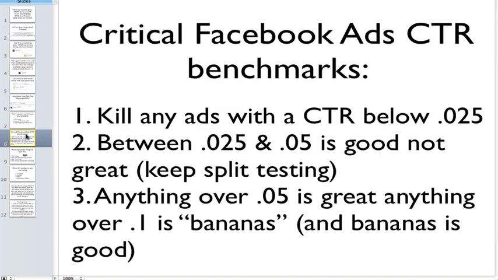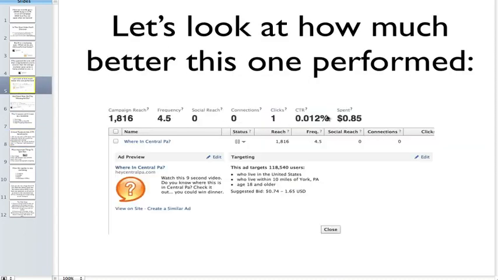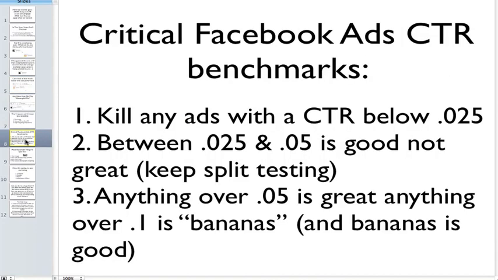Now, critical Facebook ad CTR benchmarks or metrics. If you are running ads on Facebook, I'm about to save you a whole bunch of money, time, and agony. Kill any ads with a click-through rate below 0.025. The click-through rate is right here. Notice this is 0.012. Kill that, baby. Kill it. So that's number one.